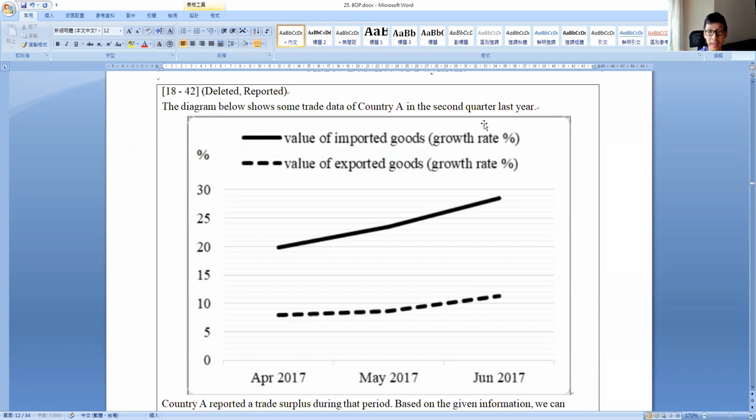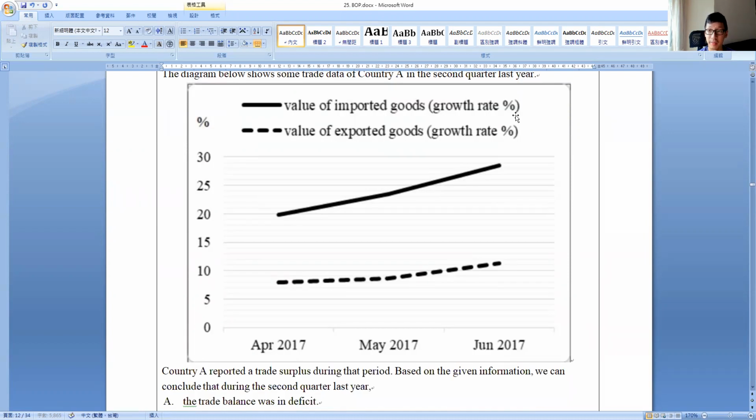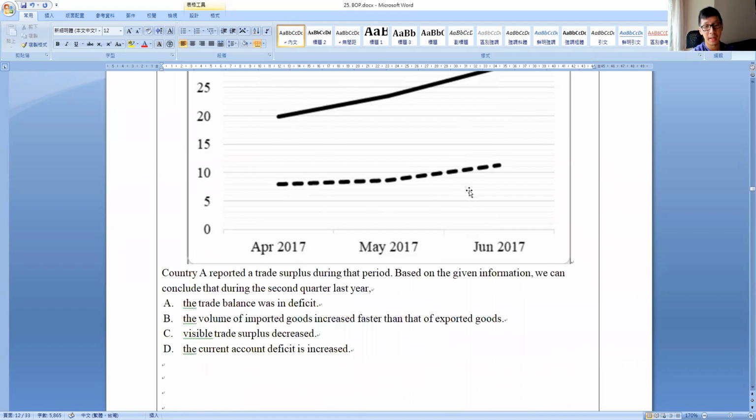Again, you are given a graph, a growth rate. Again, you only know growth rate. The only thing we know is that percentage-wise, import grows faster than export, right? We know nothing about the base number. So let's see. Country A reported a trade surplus.